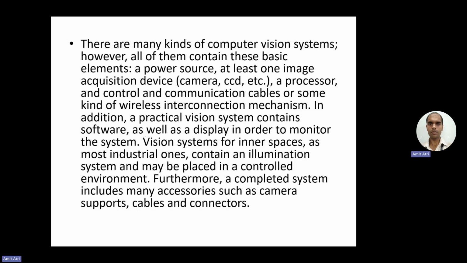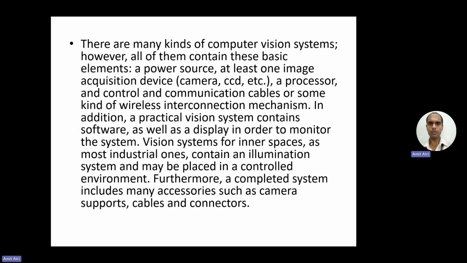There are many kinds of computer vision systems, but the common components present in all of them include a power source, one or more image acquisition devices, which could be a camera, a processor, control and communication cables, or some kind of wireless interconnection mechanism. In addition, a practical vision system contains software as well as a display in order to monitor the system. Vision systems for inner spaces, as most industrial ones, contain an illumination system and may be placed in a controlled environment. Illumination matters because with clear illumination, the images will also be clear. Furthermore, a complete system includes many accessories such as camera supports, cables and connectors. All of this forms a part of a computer vision system.